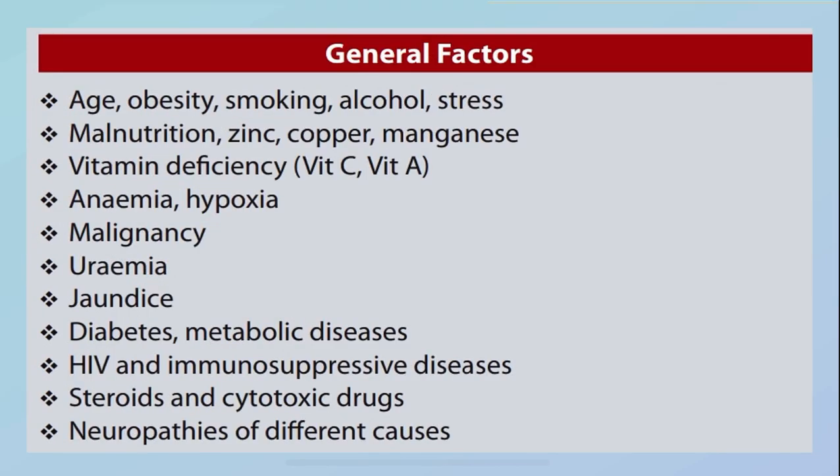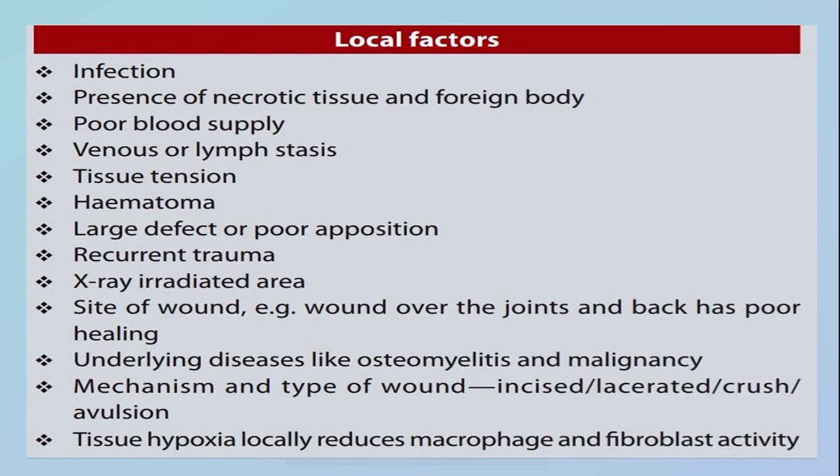Now let us see the local factors and the general factors which are affecting the wound healing. Local factors such as infection at the site of injury or the presence of the necrotic tissue, that is the dead tissue, and the foreign body being present in the injured site, or the poor blood supply, venous or lymph stasis, tissue tension, hematoma, large defect or the poor apposition. If there is a very large injury, large defect involving the mixed tissues, recurrent trauma to the site of injury, X-ray irradiated area.